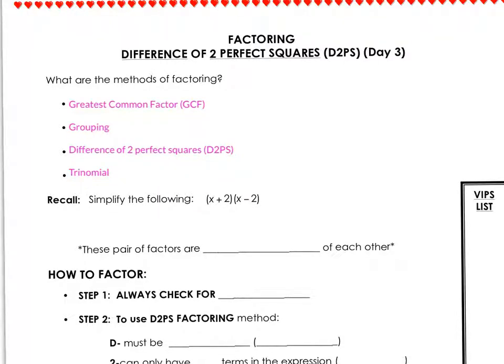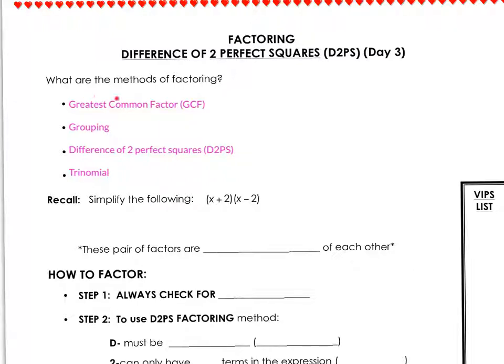Welcome to video 9.3. Today we're going to be talking about factoring, specifically the difference of two perfect squares, or D2PS. So what are the methods of factoring? Just like we've done every day and we will continue to do, we're going to list them out. So I need you to copy this down and write them again.